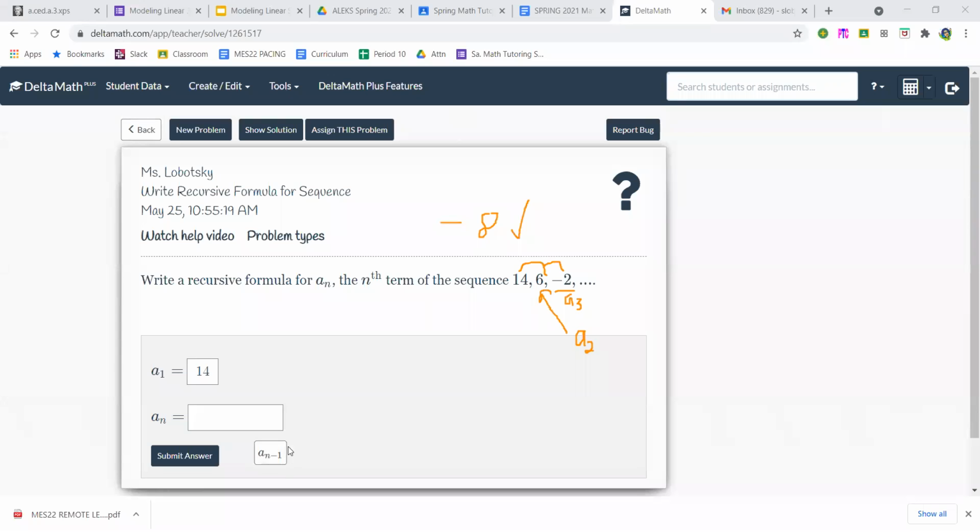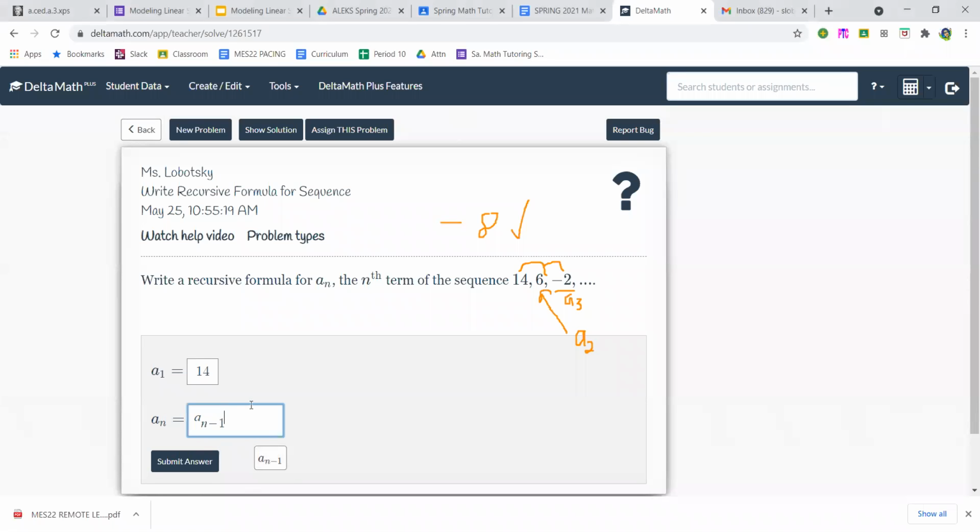So we're going to do that. We're going to take our button to write that notation, A sub n minus 1. So we take our previous term and we subtract 8. Any questions on this type of problem solving?